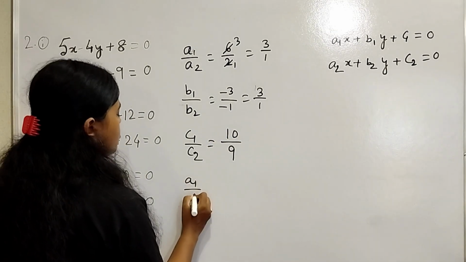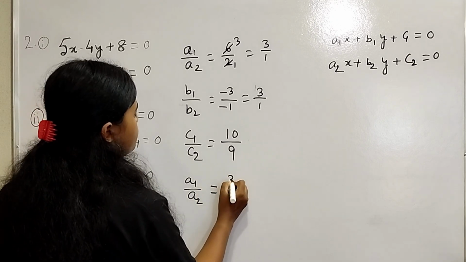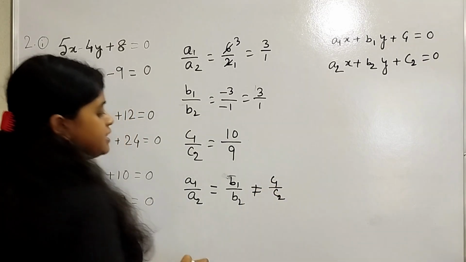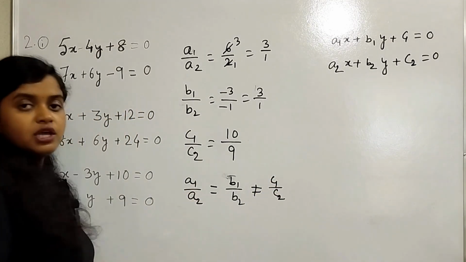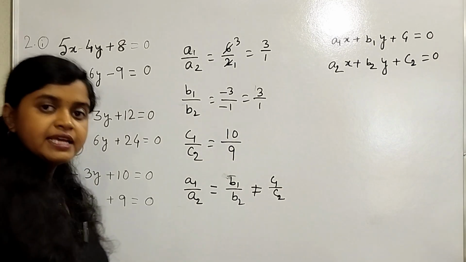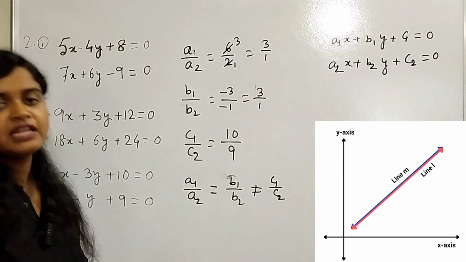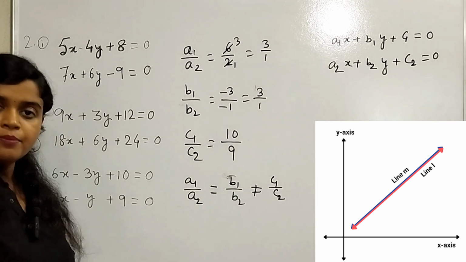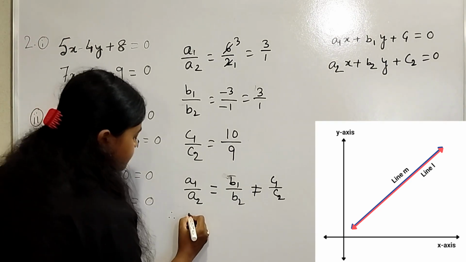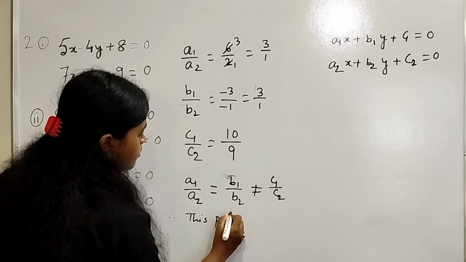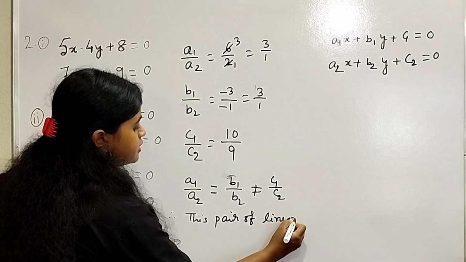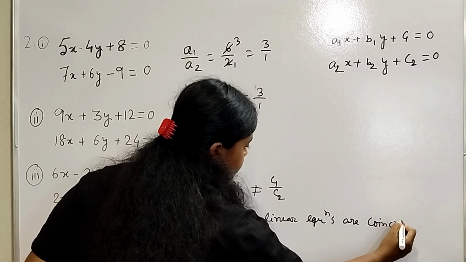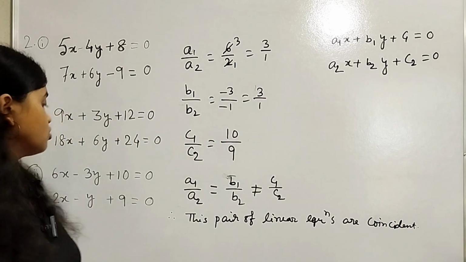So in this case we are getting A1 by A2 equals B1 by B2 not equal to C1 by C2, and this condition shows that this pair of linear equations represents parallel lines. Algebraically, they have no solution, and graphically they are parallel. So this pair of linear equations is parallel. This is the required answer for question number 3.